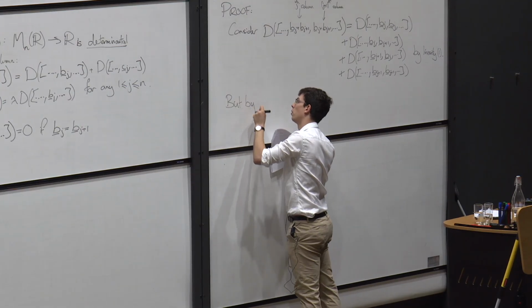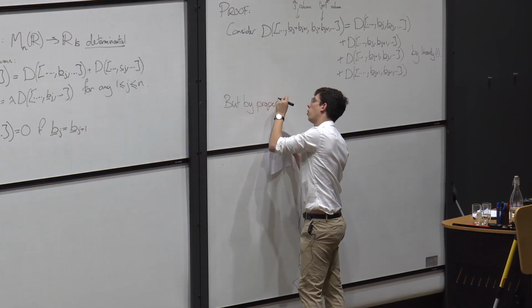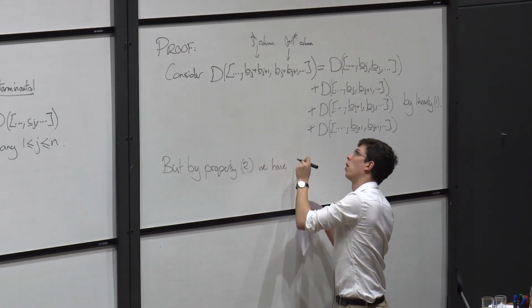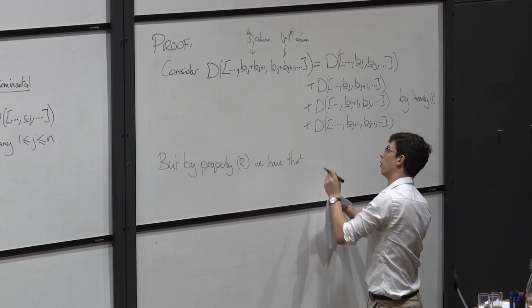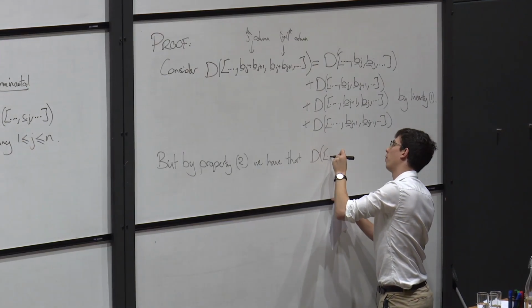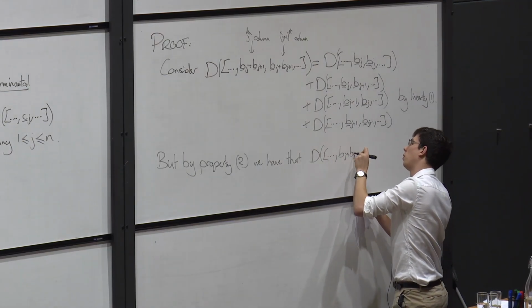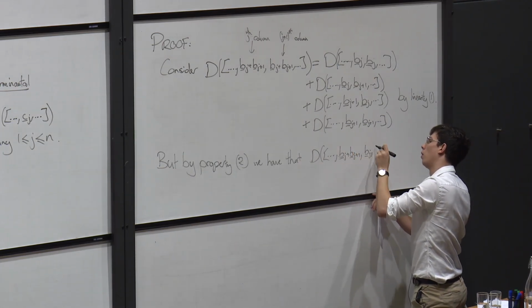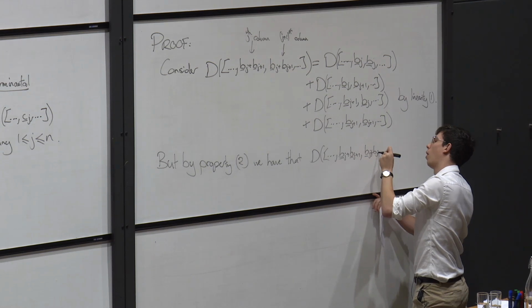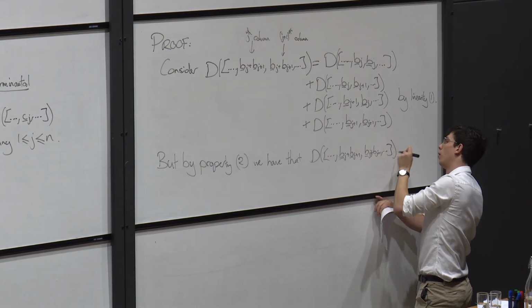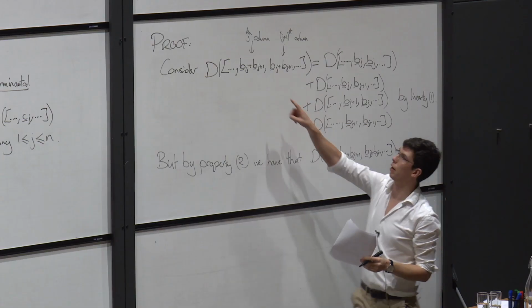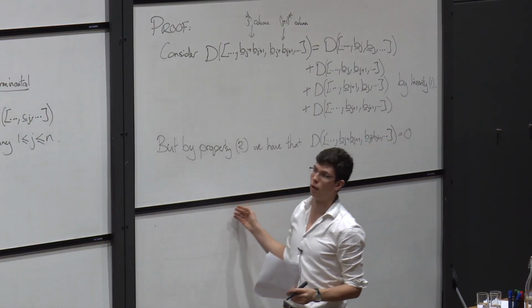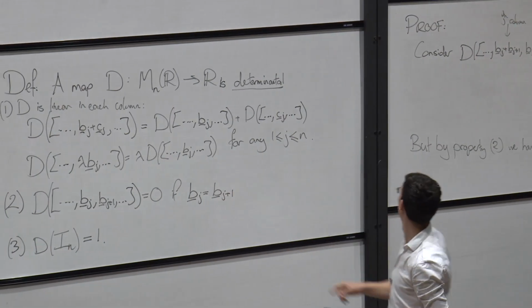But by property 2, we have that the left-hand side is equal to 0 because it has the jth column and the j plus 1st column being the same. So I'm just using this property.